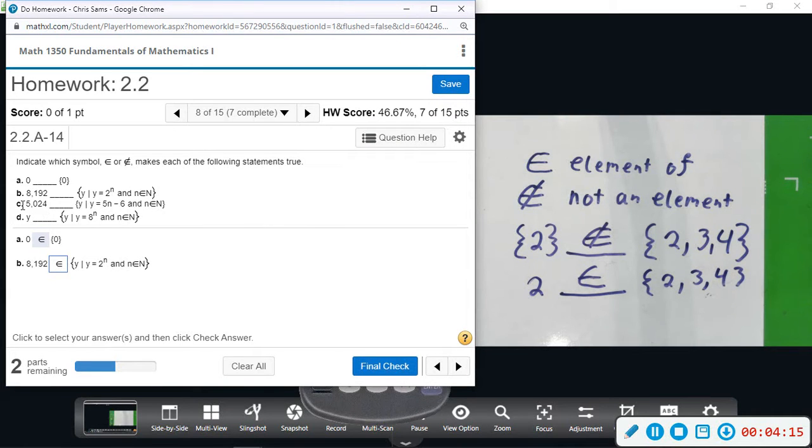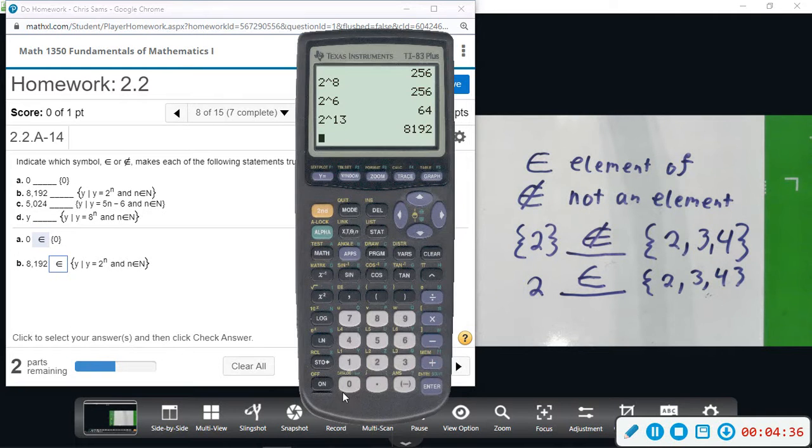Okay, C, we have 5,024. Is it in this set? Y equals 5n minus 6. Okay, so again, this is a really big number, and we could solve these. There are mathematical formulas where we could solve this and work backwards. I'll do both of them for you here. I'll show you the equation format. So we're just going to say y equals 5x minus 6, and it says n has to be a natural number, so a whole positive number.